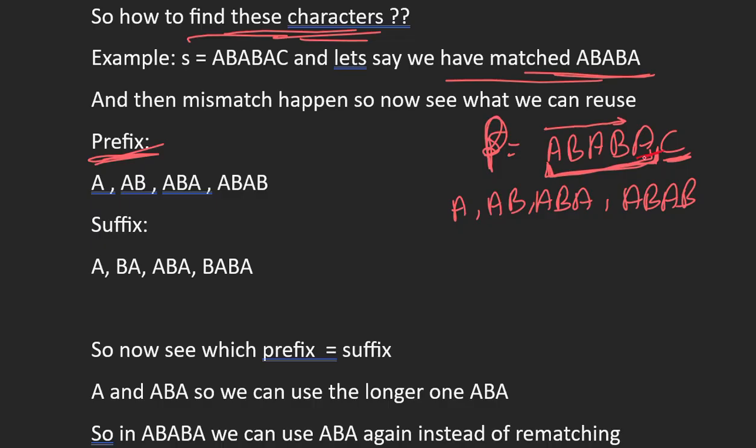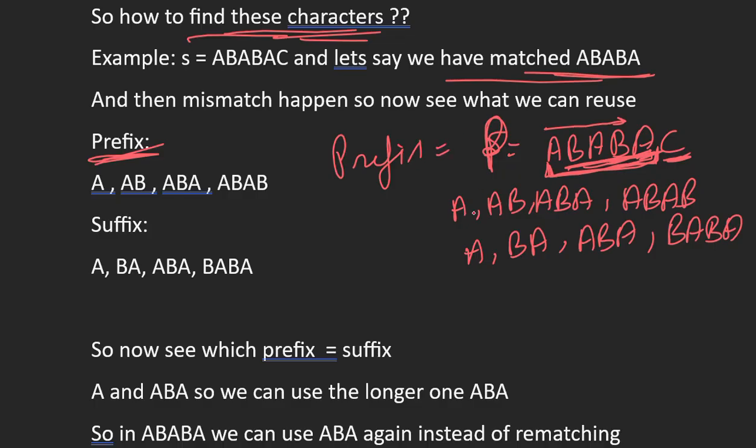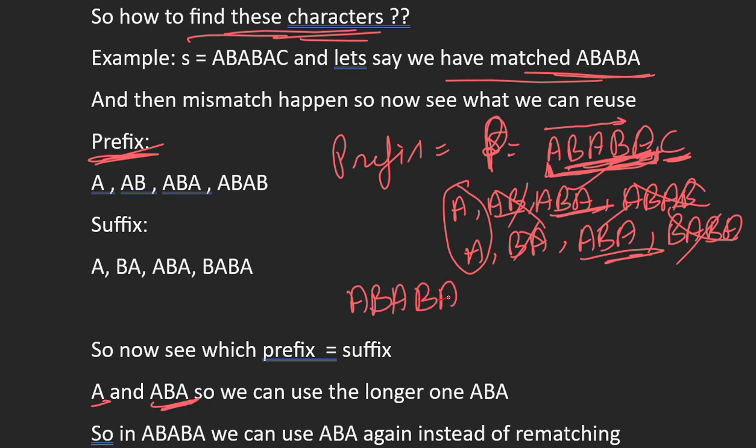And then the suffixes are A, BA, and ABA. These are the prefixes and suffixes. Now see which prefix is equal to a suffix: A is equal to A, AB is not equal to BA, ABA is equal to ABA. So the matching ones are A and ABA. So what is our matched part? Our matched part was ABA.